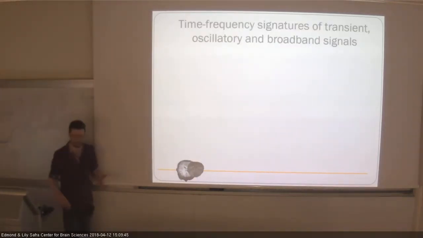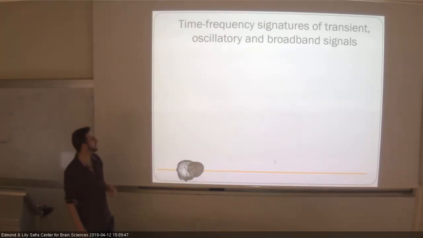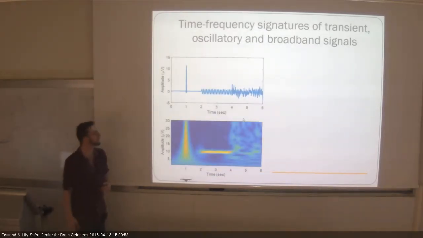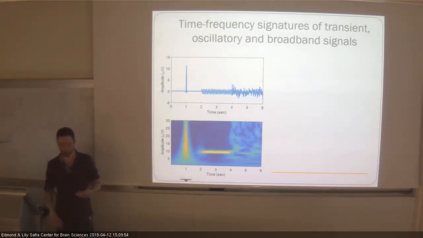This is both an example to understand how wavelets work, but more importantly, it shows you how different time domain signals look in their time frequency representation. So I made a signal here that's made up of 3 different types of signals. There's a sharp spike here, there's a 10 hertz oscillation here, and here it's just random noise.